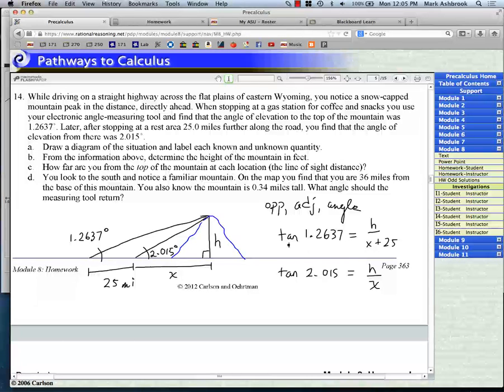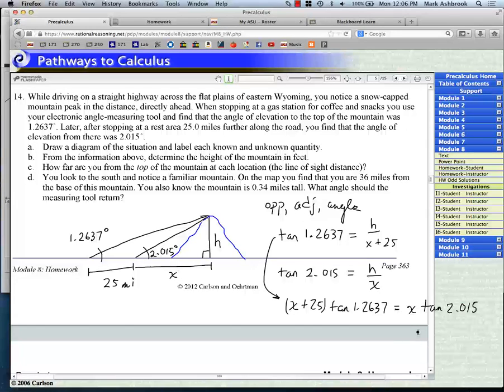So we can write that for this one here, x plus 25, like cross multiply, x plus 25 times tangent of 1.2637 equals h. And then what equals h here? x times tangent of 2.015. Okay, so these are both equal to h. So they're equal to each other because they're both the height of the mountain.